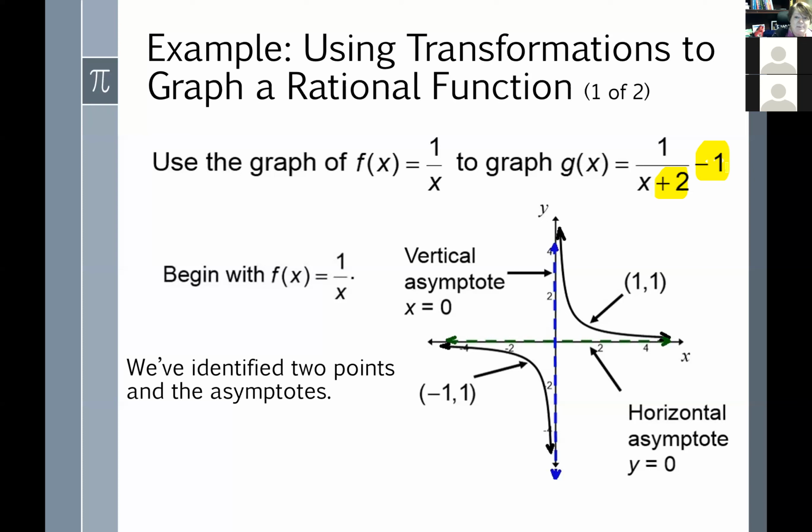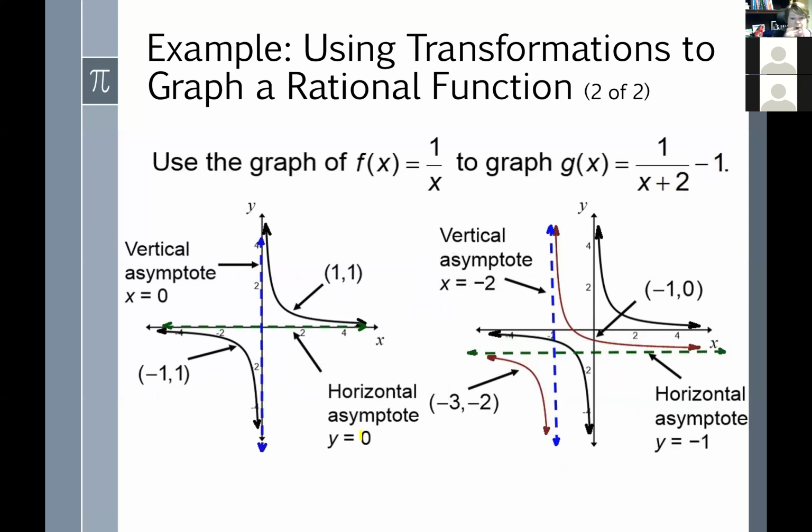So now the vertical asymptote is at x equals -2, which makes sense if you look at the equation of this function. And the horizontal asymptote is -1, which also should make sense to you, because as x gets infinitely big, what happens to the 1 over x plus 2? It becomes 0. So what are you left with? -1. So our vertical asymptote is now at -2, the horizontal asymptote is now at y equals -1, and everything else gets shifted also. All the points get shifted.